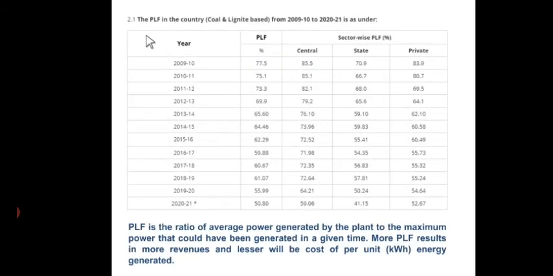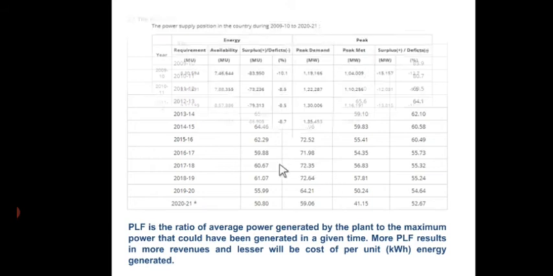So the PLF, that is plant load factor, is the ratio of average power generated by the plant to the maximum power that could have been generated in a given time. So more PLF results in more revenues and lesser cost per unit energy generated.